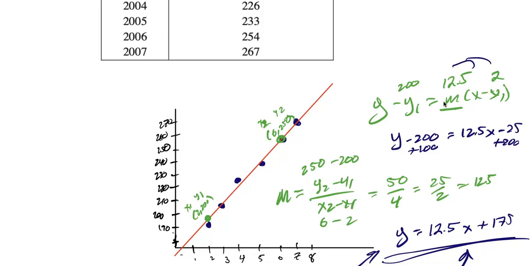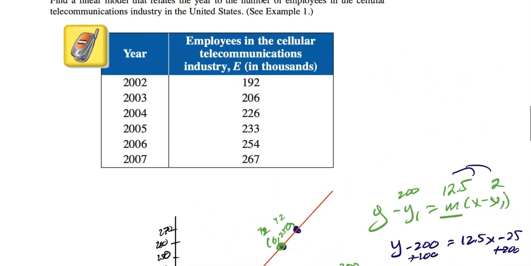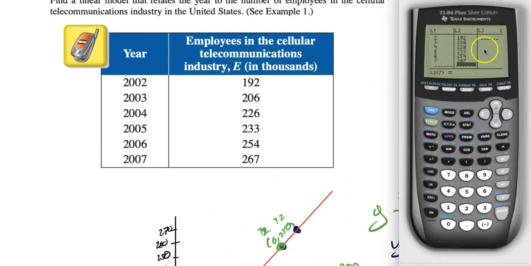Okay, now let's deal with the calculator. Actually, let's do it on here with the calculator. I think I have the data typed in. So let me show you the calculator version. So the data's all typed in. We're going to go back to graph it. So I'm going to go back to my stat plot.